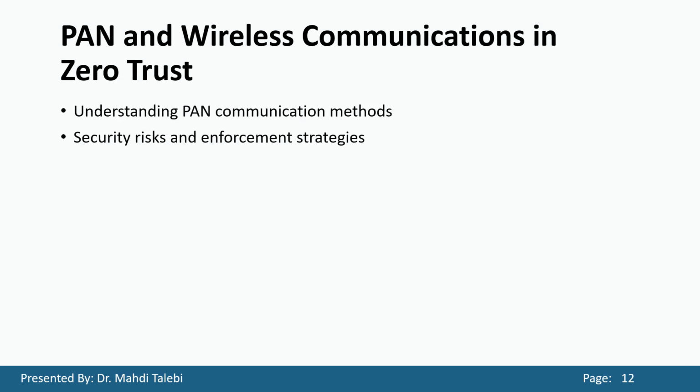Personal area networks, PANs, facilitate short-range communications such as Bluetooth or low-power radio connections, typically assumed to be secure due to their limited communication range. However, these networks present significant risks, including visibility issues and lack of security standards. Within a zero-trust framework, organizations must focus on developing strategies to govern these connections and prevent unauthorized device access.